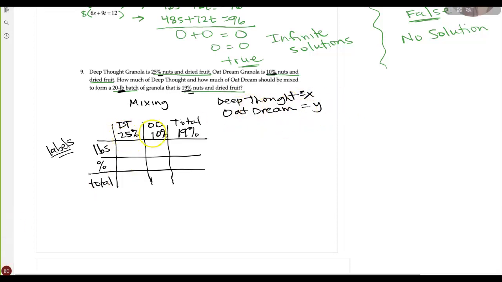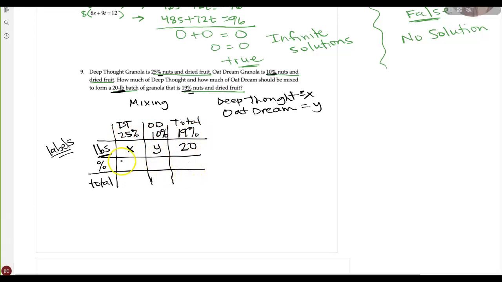Okay, so I don't know how much Deep Thought and Oat Dream I'm mixing together. So I don't know how many pounds of Deep Thought, and I'm calling that X. I don't know how many pounds of Oat Dream, so I'm going to call that Y. And then the total of this is 20 pounds. Notice that this is dealing with pounds, so 20 is the total amount of pounds. So I'm not using that 19% yet.